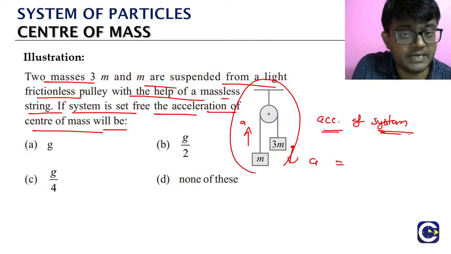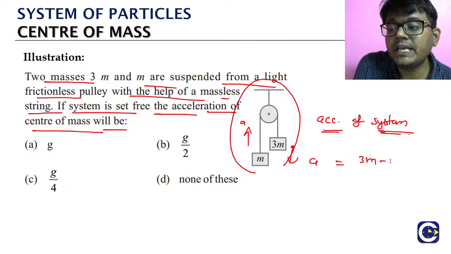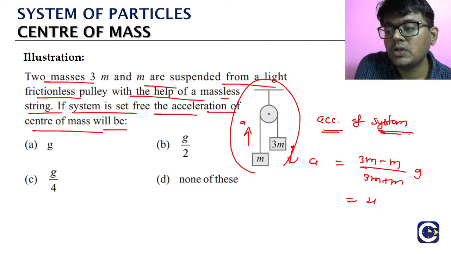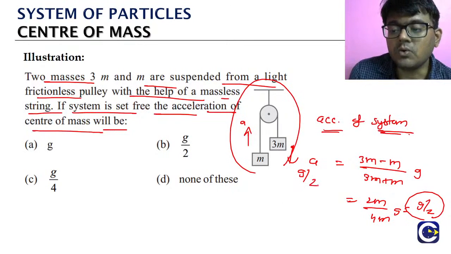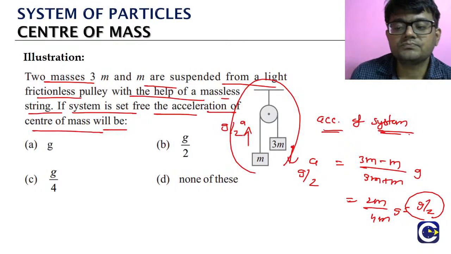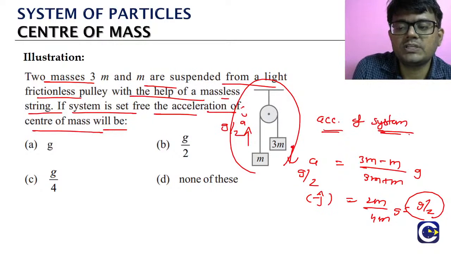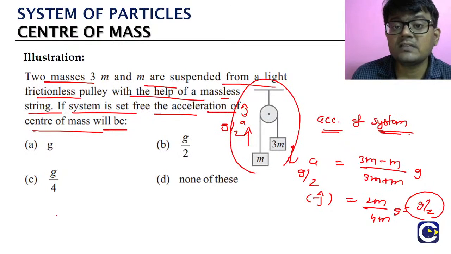m2 minus m1 by m2 plus m1 into g, அதுதானா? So what is it? 3m minus m by 3m plus m into g. இது என்னது? 2m by 4m into g, that is g by 2. So 3m will go down with g by 2, m will go up with g by 2. இங்க என்ன, we can even give some directions. Downwards நம்ம minus j ன்னு எடுக்கலாம், upward we can take it as j. ஓகேவா?